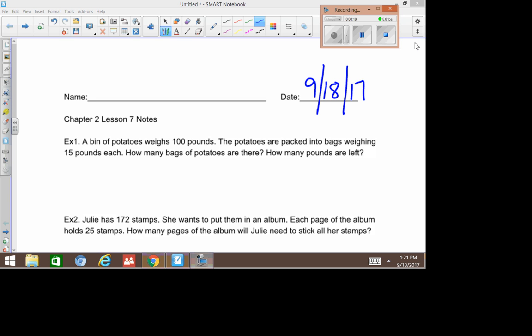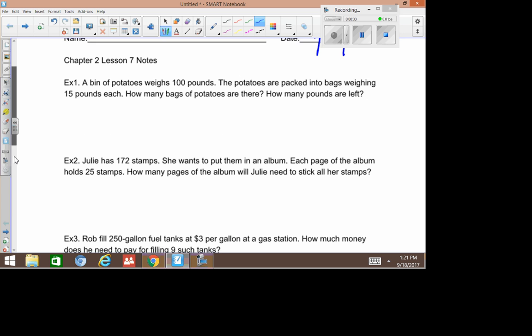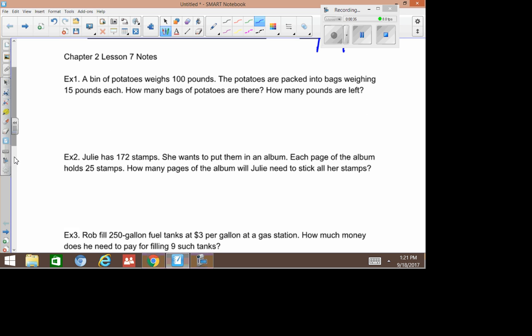Who's going to read example 1 for me? Go ahead, Cameron. A bin of potatoes weighs 100 pounds. Okay, stop there. We are going to take these one sentence at a time. So, a bin, that's 1, right? Do you agree? Yeah. So, 1 bin, I'm going to draw a bin, which is just going to be like a little box, okay? And it's 100 pounds.